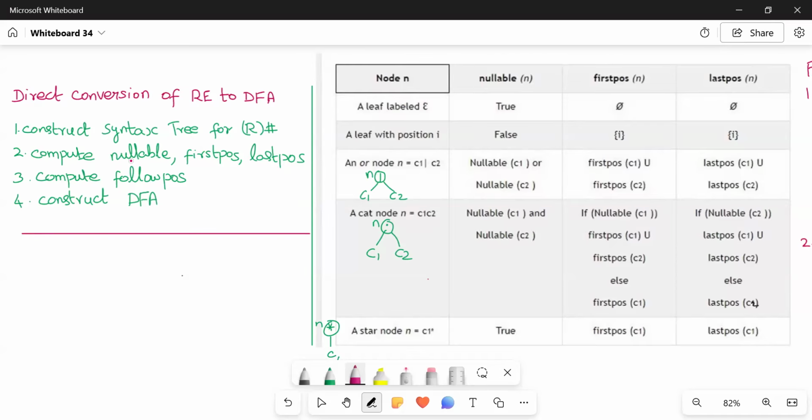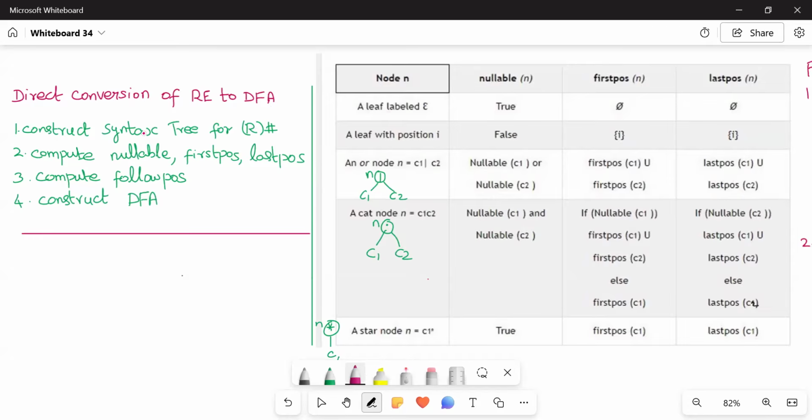Then compute nullable, first position and last position. Then we need to compute follow position. From the follow position, we need to construct the DFA. Here we are not going to convert the regular expression into an epsilon NFA and then into a DFA. Therefore it is called direct conversion. We are going to directly convert the regular expression to a DFA.